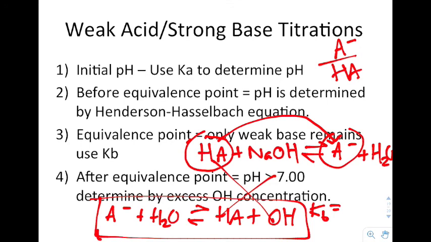Now, if instead of having a weak acid and strong base, you had a strong acid and a weak base, the initial pH would be determined by Kb. Then you would have Henderson-Hasselbalch. Then the equivalence point would be Ka, and then excess concentration of H+. So it's one of those things that you have to get used to, but it's not incredibly complicated if you've learned the RICE chart by now.